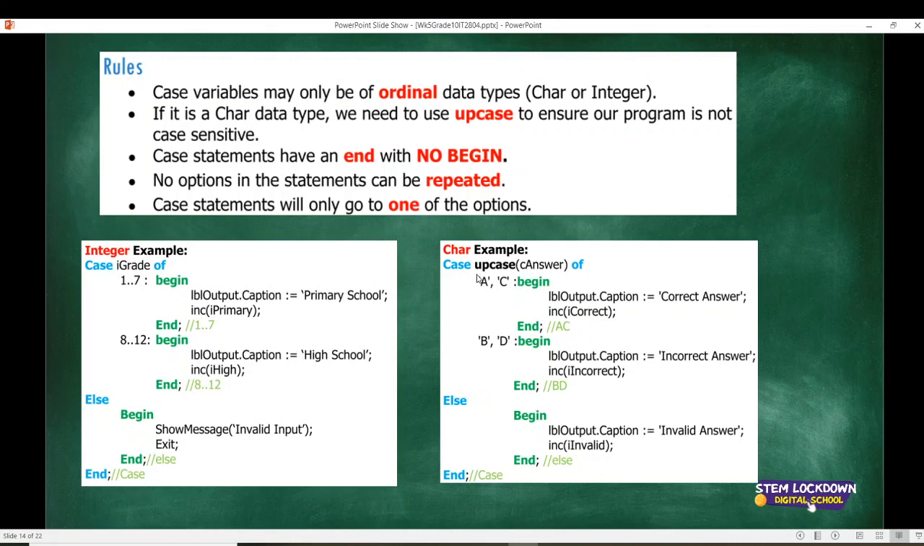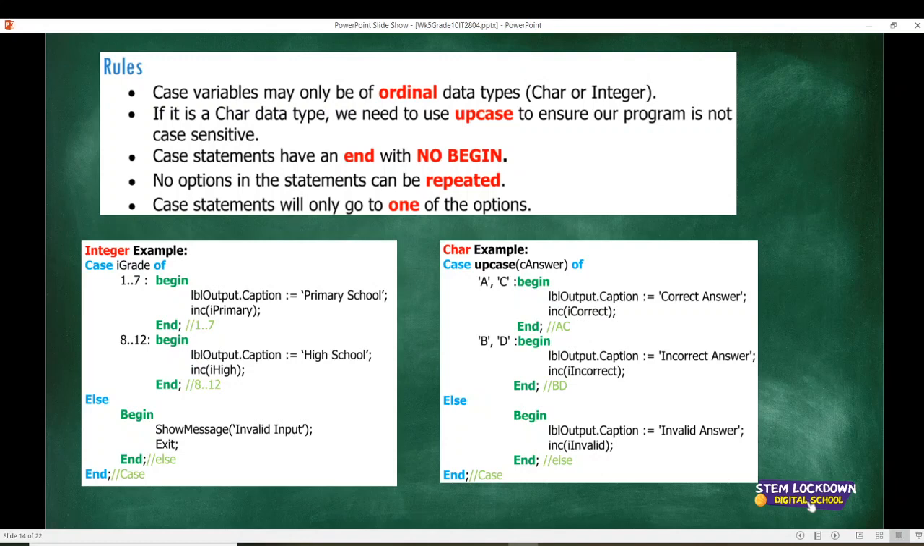Also, please note, just like with the in operator, when you're dealing with characters, each character has to have quotes around it. So A gets its own quotes, comma, C gets its own quotes. And then also please note that because I've got more than one thing that I want to happen if C answer is A or C, this more than one thing has to have its own begin and end. So the same as with an if statement, if I've got more than one thing that needs to happen for an if statement, I start, then begin, whatever my code is, end. Same thing happens with a case.